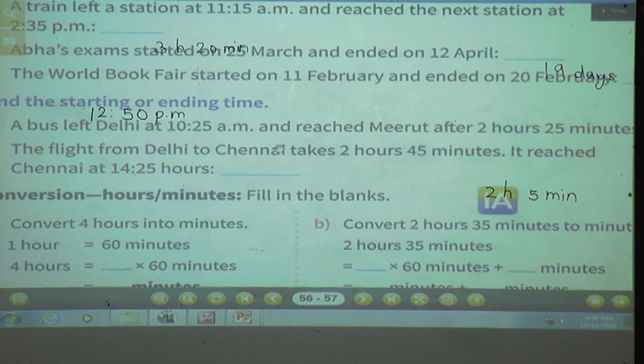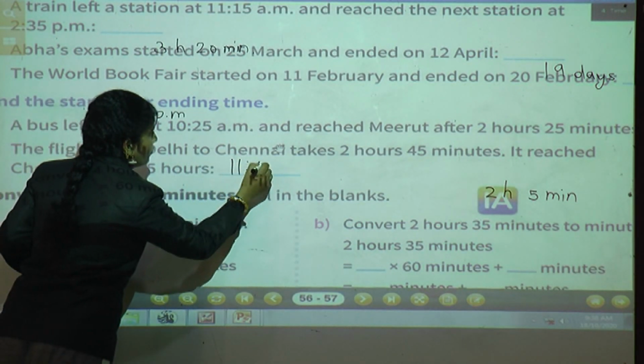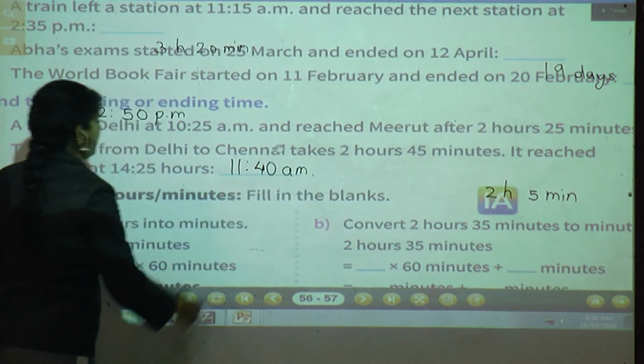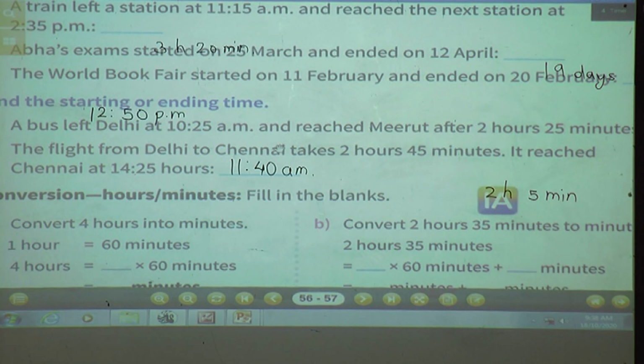The flight from Delhi to Chennai takes 2 hours 45 minutes. It reached Chennai at 14:25 hours. Now students, here they have given us the end time. We have to find the starting time. So just count time, subtract 2 hours 45 minutes from 14:25 hours. So what you will get, students? Yeah, very good. 11:40 AM. Okay. Now we will see conversion of hours and minutes.